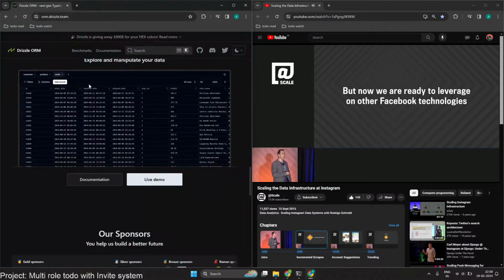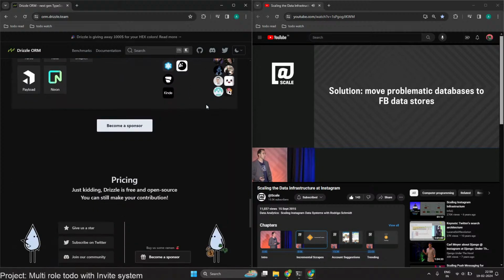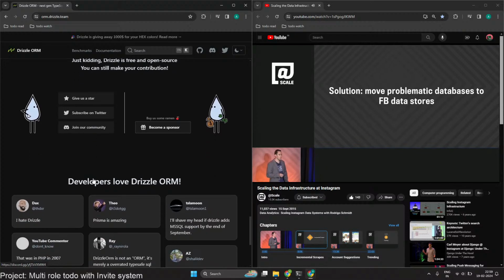At that time, things were not as bad though, because by then we were already migrating a lot of our infrastructure into Facebook data centers, and we could start leveraging Facebook technologies. So one solution that we came up with there is completely different from what we were doing before. It is to just take the databases that are being problematic, the ones that are taking the longest, the ones that have the most data, and start moving those into Facebook data stores.